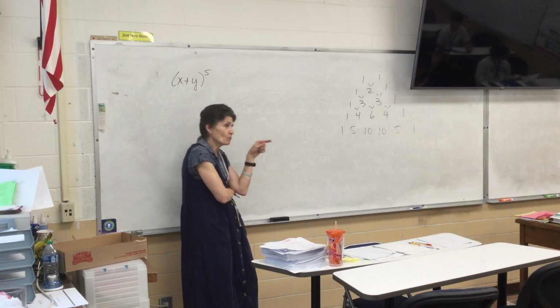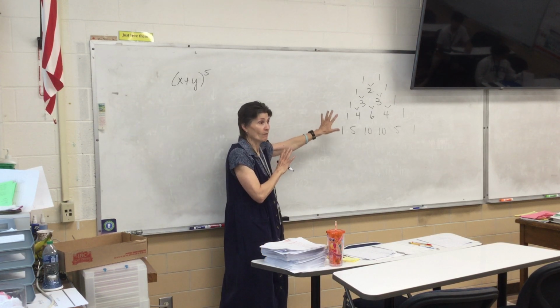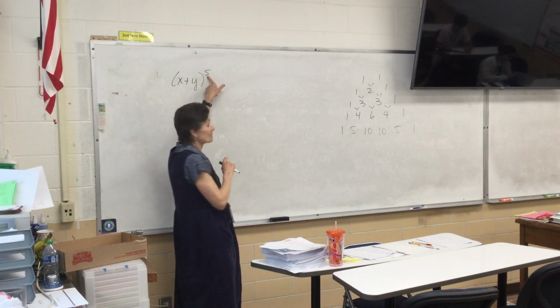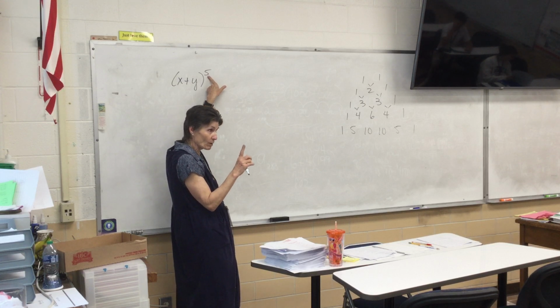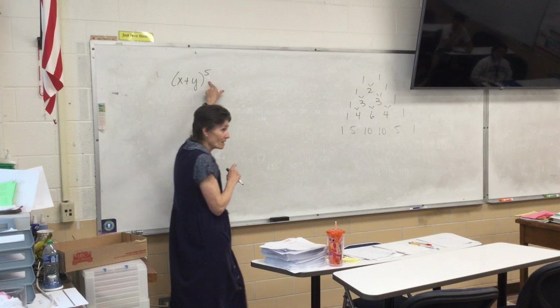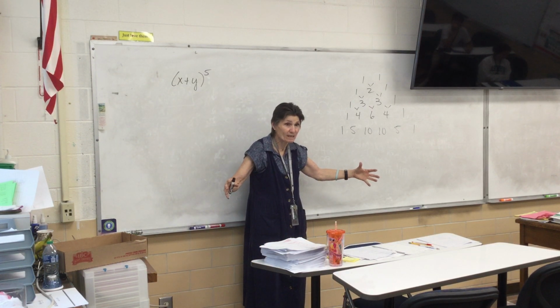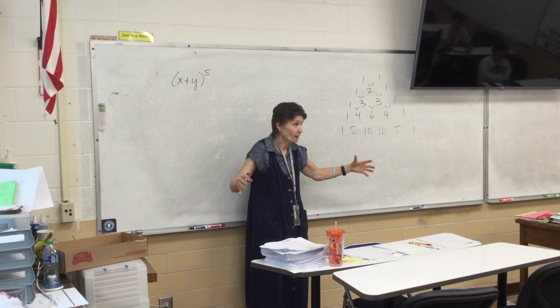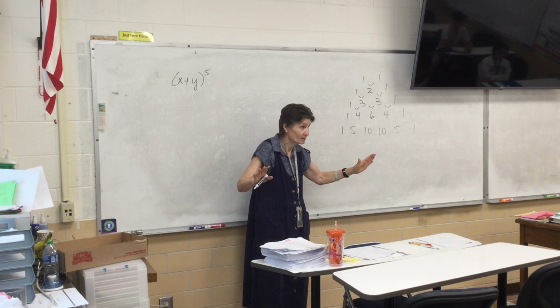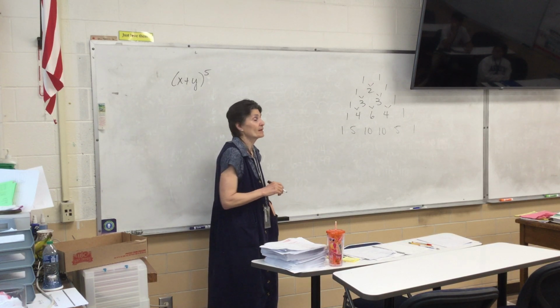Who remembers the other way we had, though? This is fine. I use this all the time if I'm expanding to a relatively low power. But I think you can see if that were a 20, this would be kind of a hassle, because building this out to the 20th row, are you following what I'm saying, would be awful. Okay, so what other option did we have? You do the combination. The combination.